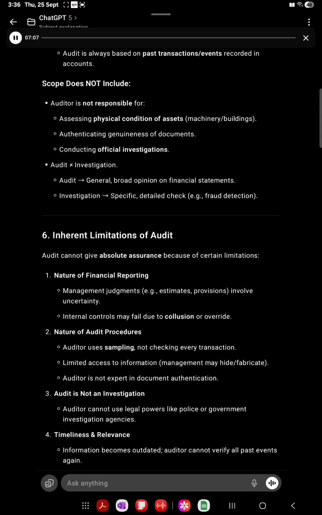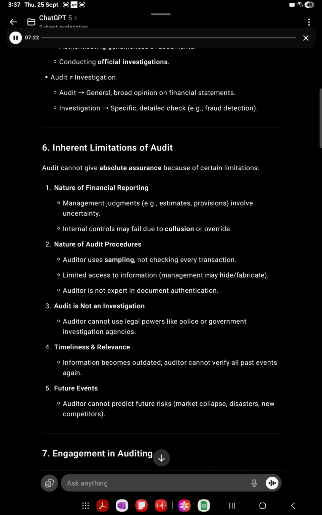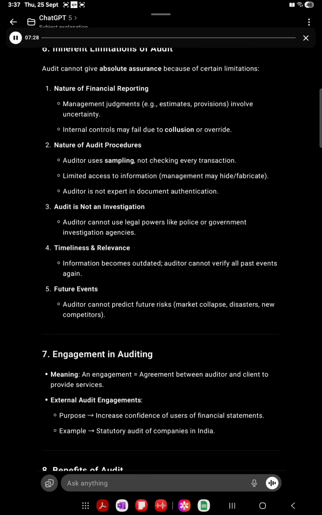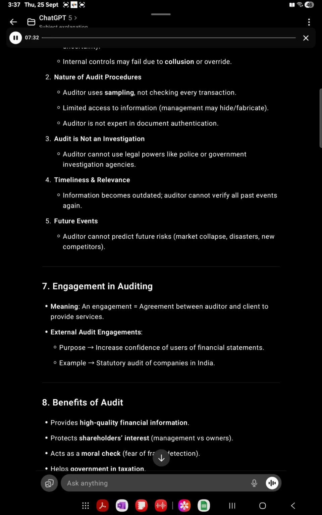6. Inherent limitations of audit. Audit cannot give absolute assurance because of certain limitations. 1. Nature of financial reporting. Management judgments, e.g., estimates, provisions, involve uncertainty. Internal controls may fail due to collusion or override. 2. Nature of audit procedures. The auditor uses sampling, not checking every transaction. Limited access to information: management may hide or fabricate. The auditor is not an expert in document authentication.